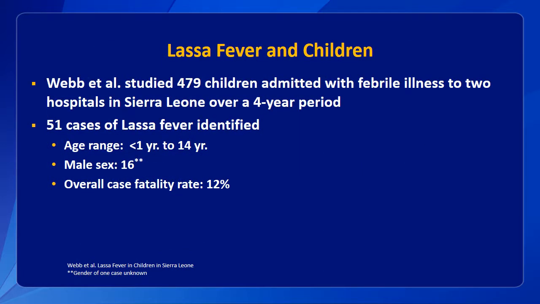To evaluate signs and symptoms of Lassa in children, one study evaluated 479 children admitted with a febrile illness to 2 hospitals in Sierra Leone over a 4-year period. A total of 51 cases of Lassa fever were identified. The age range for Lassa fever cases was younger than 1 year to 14 years of age. 16 of the 51 cases were male. The overall case fatality rate was 12%.